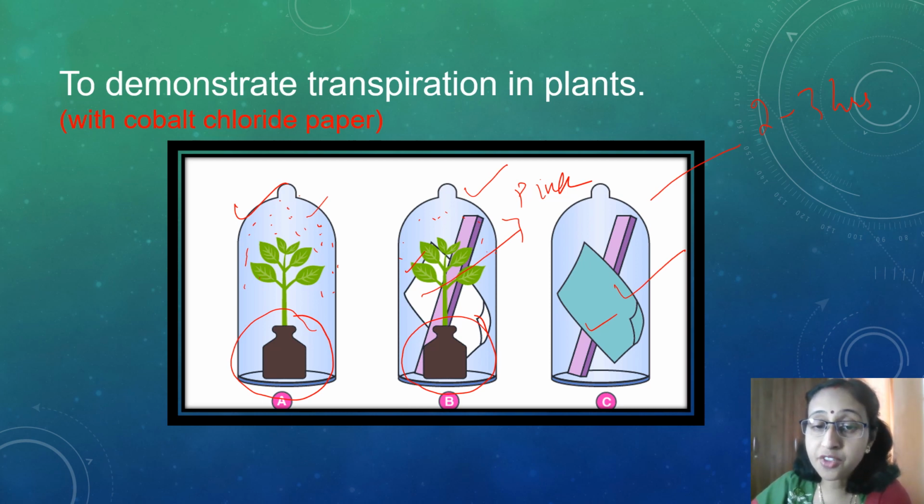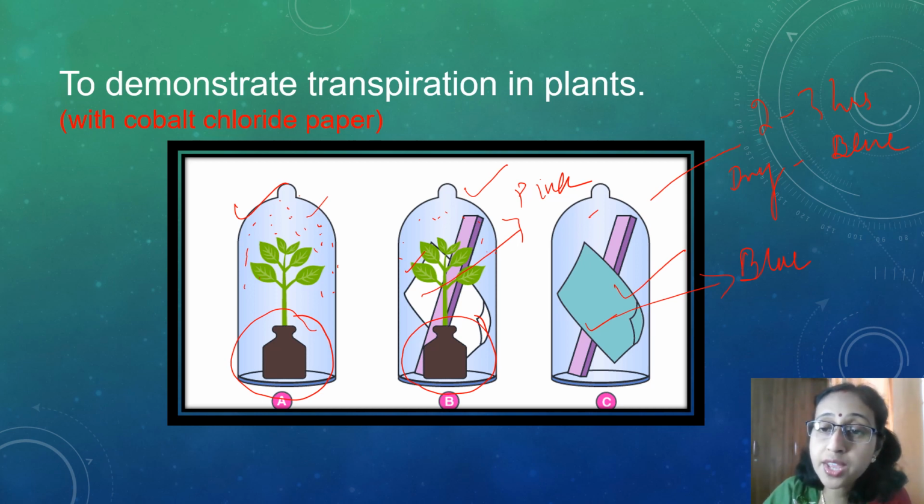So this is happening for the second plant, and here, as no plant is there, no question of moisture generation, no condensation of moisture. So this paper remains blue, there is no change in its color. Hence it is observed from the experiment that cobalt chloride paper, when it is dry, is blue in color.